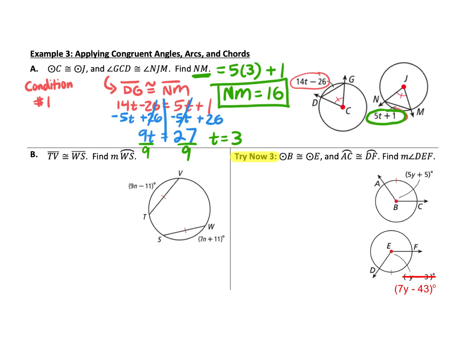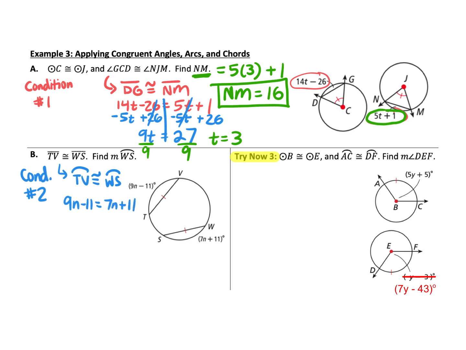Part B uses another condition of that theorem. This time, we're given that two chords are congruent, and we want to find the measure of arc WS. By condition number 2 of the theorem that we just defined, congruent chords produce congruent arcs. So that means that arc TV has to be congruent to arc WS. And again, we have expressions for those, so let's go ahead and do our substitution. TV is 9n minus 11, and WS is 7n plus 11.